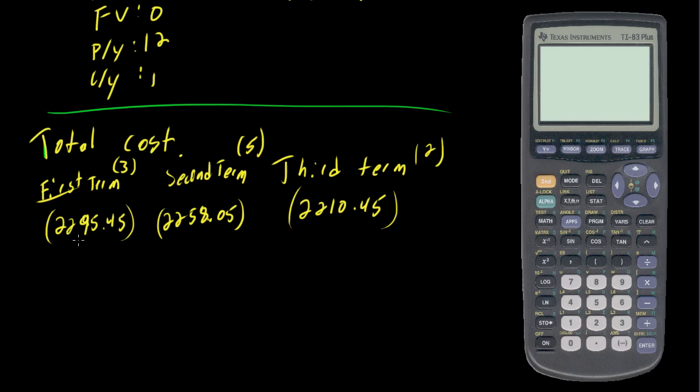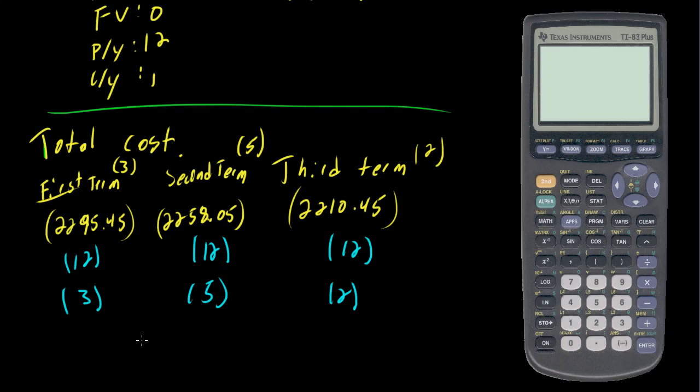We're going to take their monthly mortgage rate for each of the terms. We're of course going to multiply each one of these by 12. And then we're going to multiply them by the length of the term in years. So for our first term, multiply by 12, multiplied by 3. For the second term, multiply by 12, multiplied by 5. For the third term, multiplied by 12, multiplied by 2. And we are going to add up all of these numbers in the end.